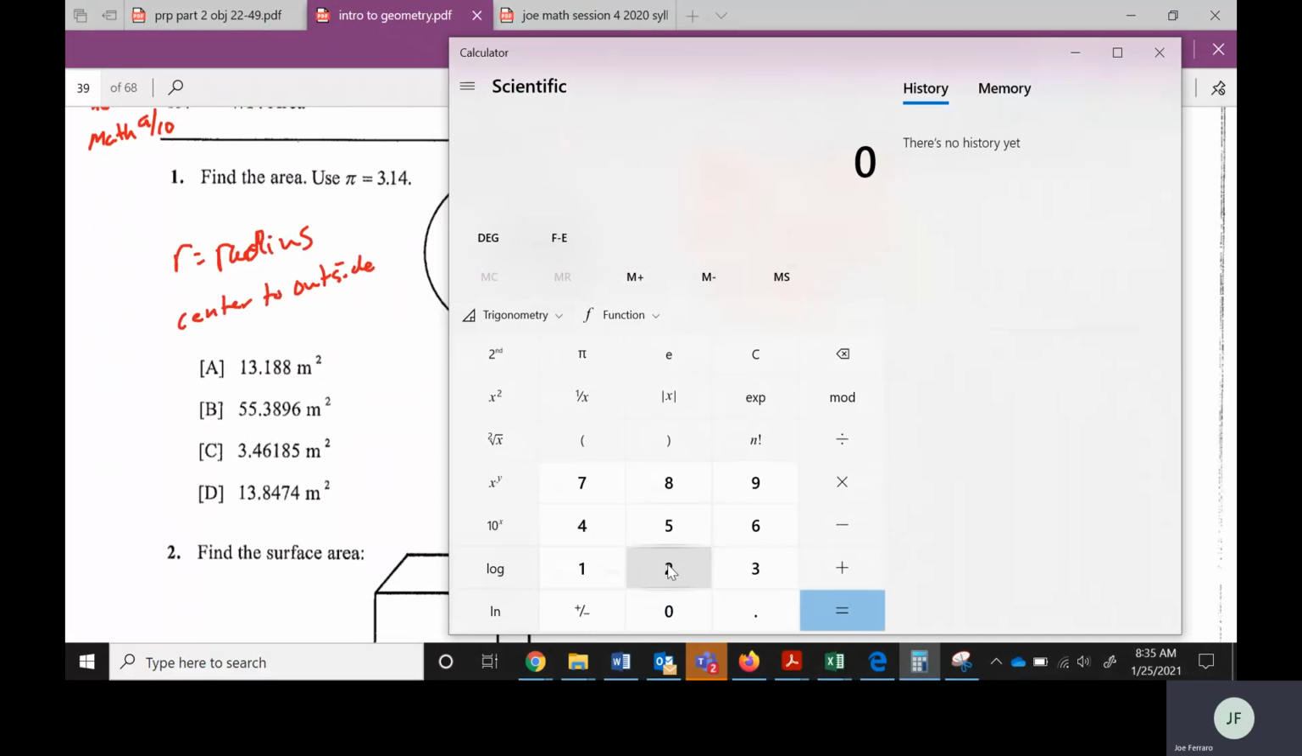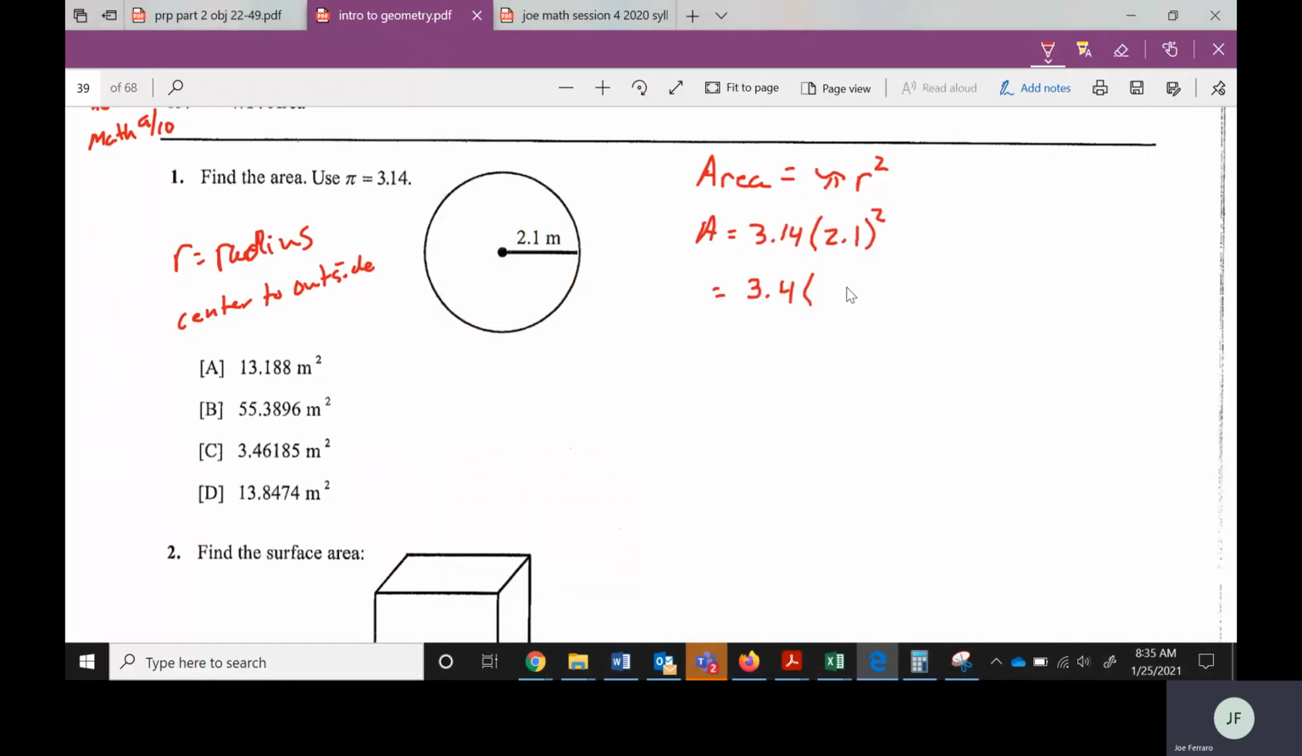So there's two ways you could do it. 2.1 squared means 2.1 times 2.1. So you could type in 2.1 times 2.1, and you can do that with any calculator. So that's 4.41. Or you could do 2.1 and then hit this x squared button, and that's the same thing. So it'll give you 4.41. Okay, so that's what goes in here.